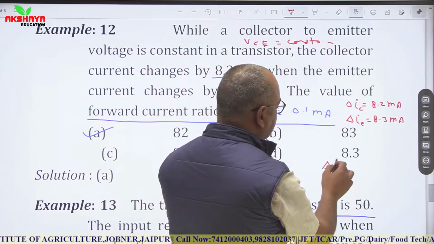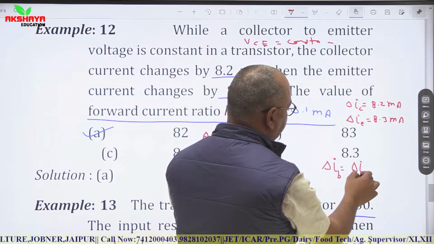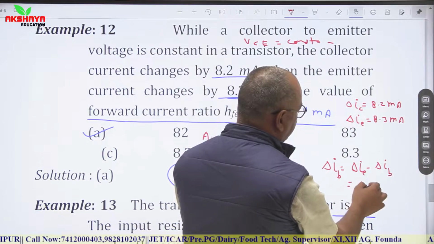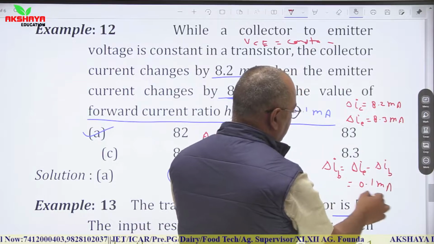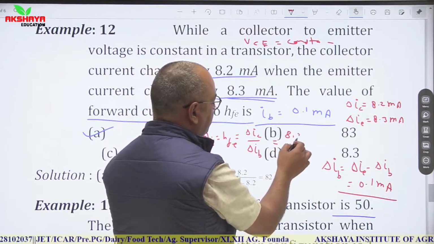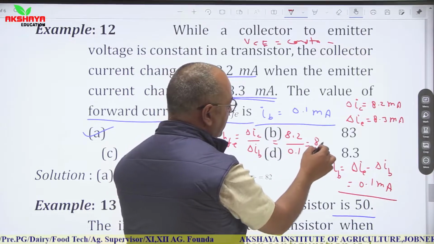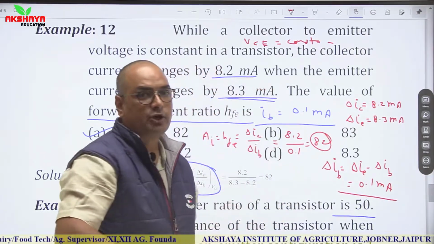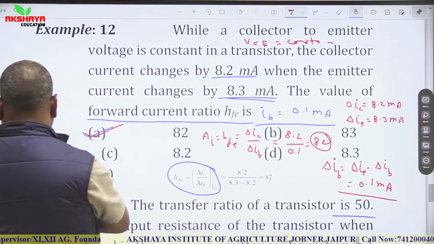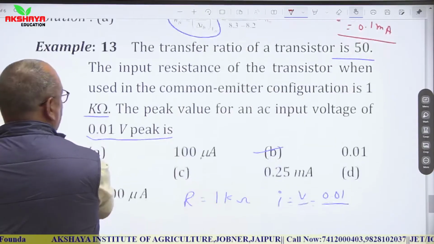We know the relation that del IB is equal to del IE minus del IC. So it is 0.1 milliampere. Now place the value here. Del IC is 8.2 milliampere and del IB is 0.1. So it is equal to 82. So any option having this value will be the correct one. So option A is correct. Now see the next question.